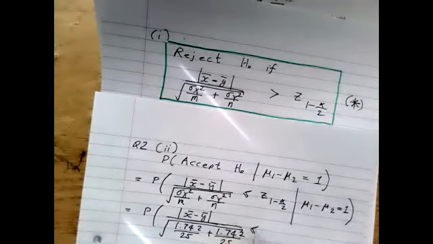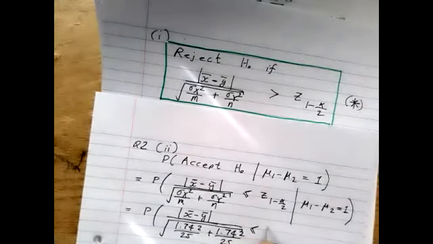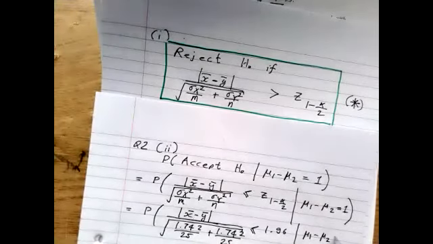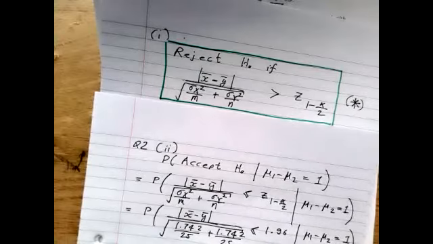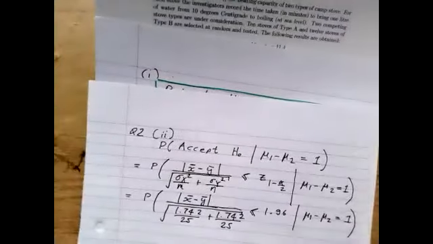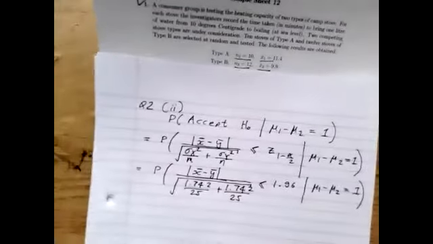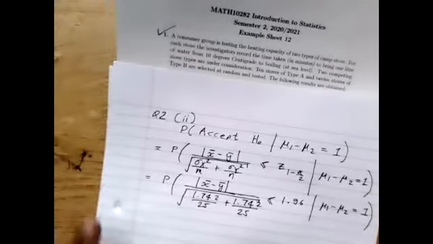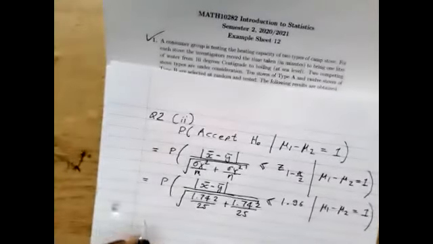It's less than or equal to this guy we already worked out, which is 1.96. Right, guys, are you okay so far? The next thing you should do is to get rid of the absolute sign. I think I showed you how to do that earlier.